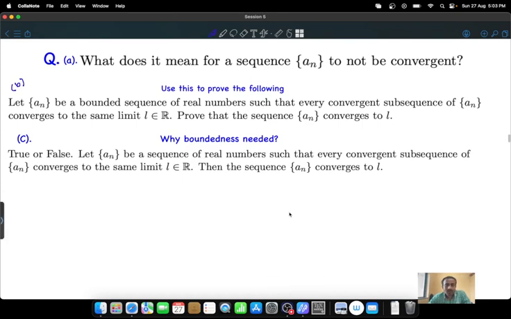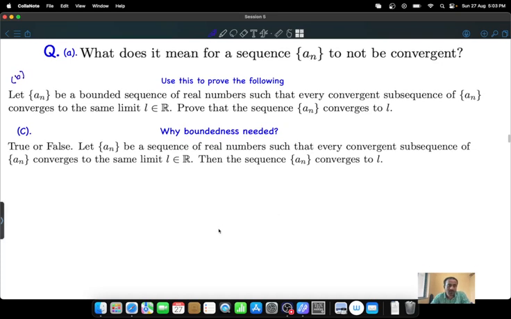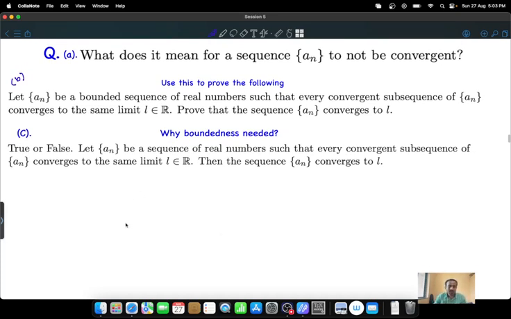So what does it mean for a sequence to not be convergent? Normally we know the definition of convergence. Let me first write the convergence definition, and then we will try to write the negation of that statement. Suppose L is a real number such that a_n converges to L as n tends to infinity.